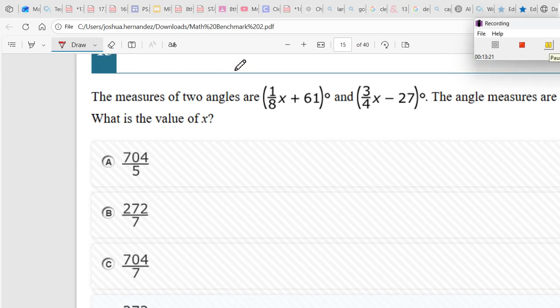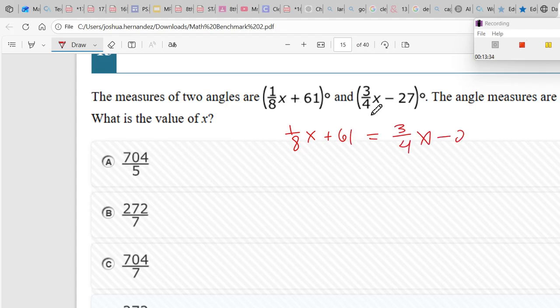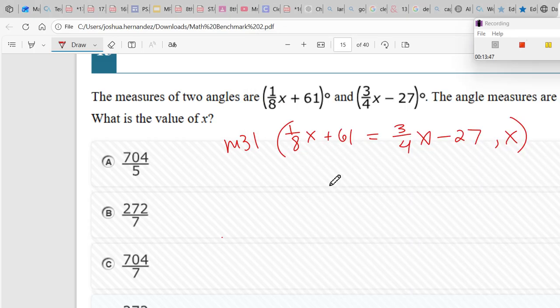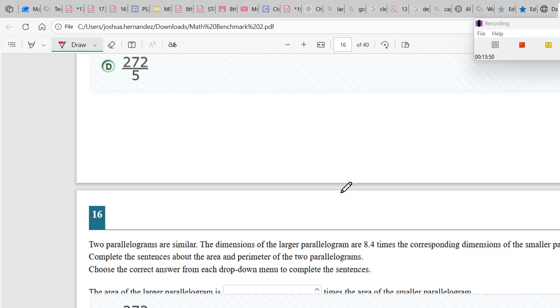Okay, here the measures of 2 angles are, here's angle 1 and angle 2. The angles are equal, so this is really easy. So 1/8 x plus 61 is equal to 3/4 x minus 27. That one's way too easy. You know what, I'm not even going to solve that. Y'all should be able to do that one.